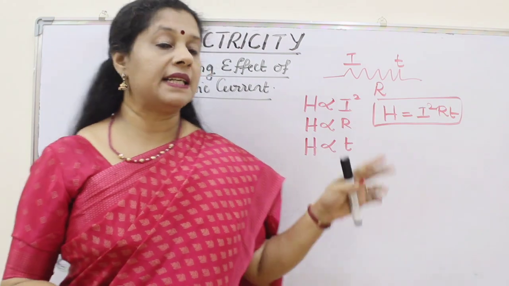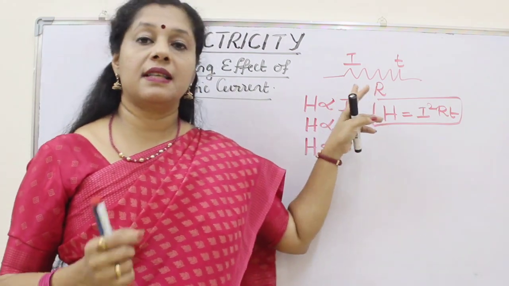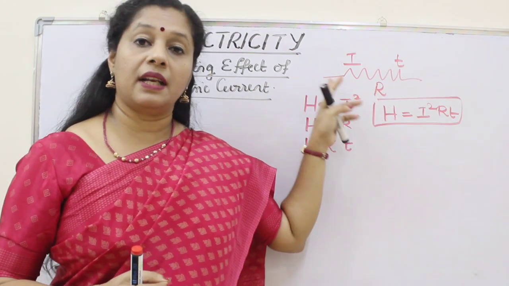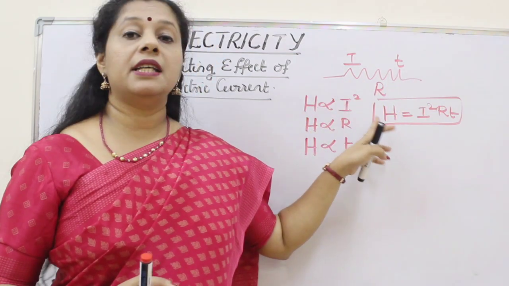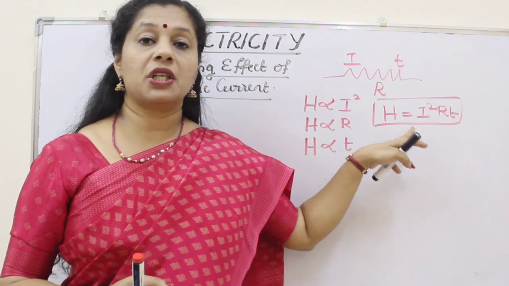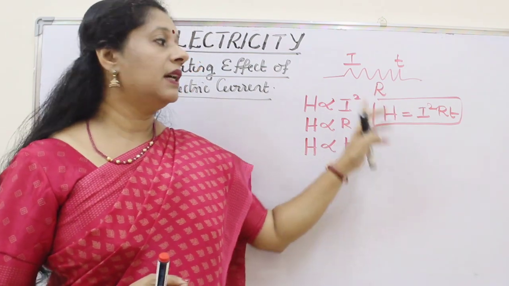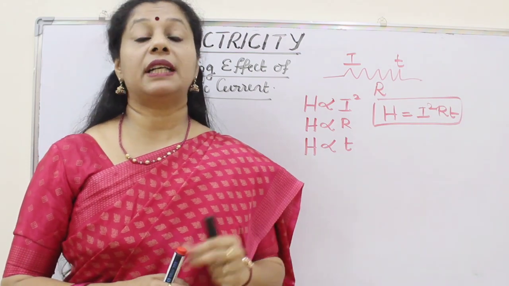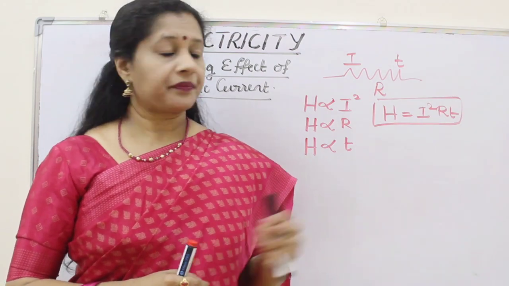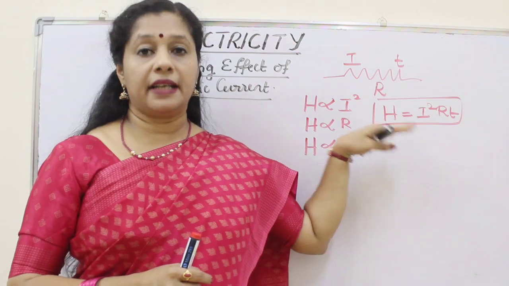So Joule's law of heating states that if a resistor is there with resistance R, through which a current I ampere is flowing for time t, then the heat produced will be directly proportional to the square of the current through the resistor, directly proportional to the resistance, and also directly proportional to the time in which the current is flowing. Now we have to see the derivation of this.